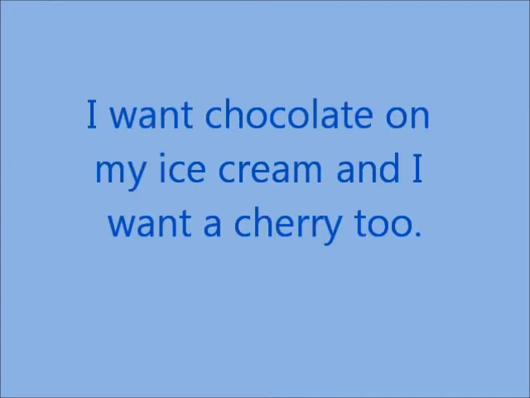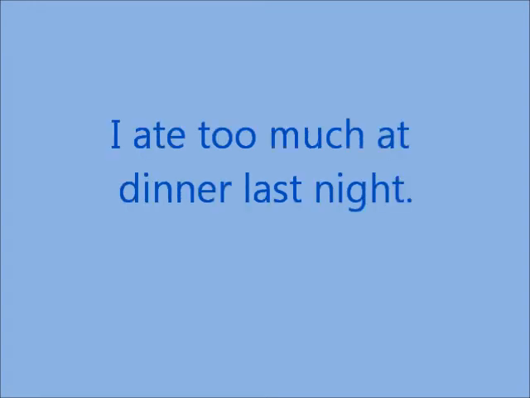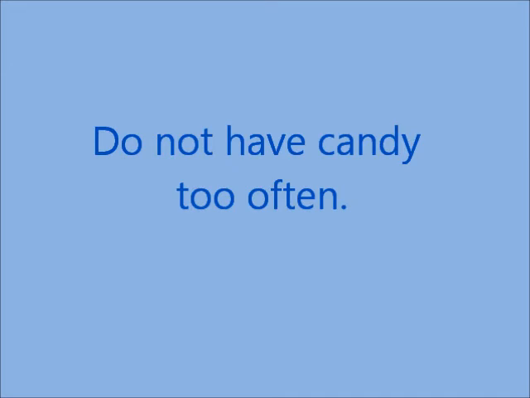Too, spelled T-O-O, also has 2 meanings. The first is that it can mean also. An example of this is, I want chocolate on my ice cream, and I want a cherry too. Too, spelled T-O-O, can also mean more than enough, or very. Examples of this are, I ate too much at dinner last night, or do not have candy too often.